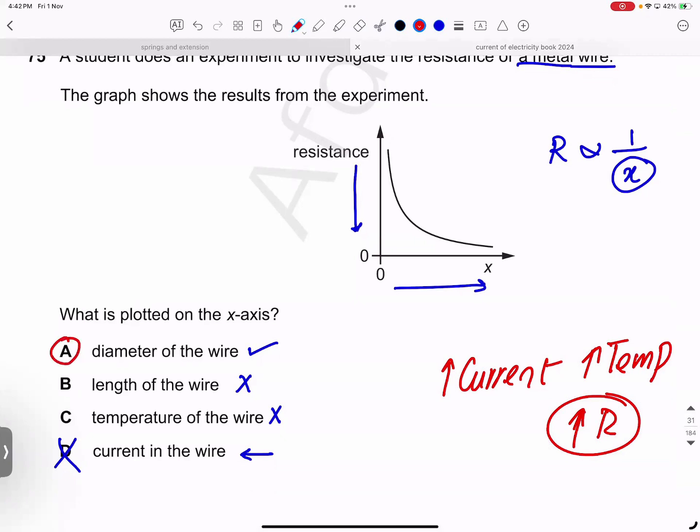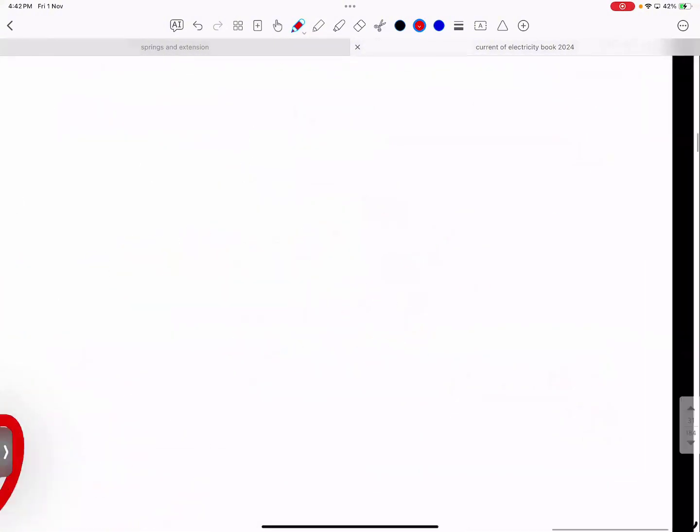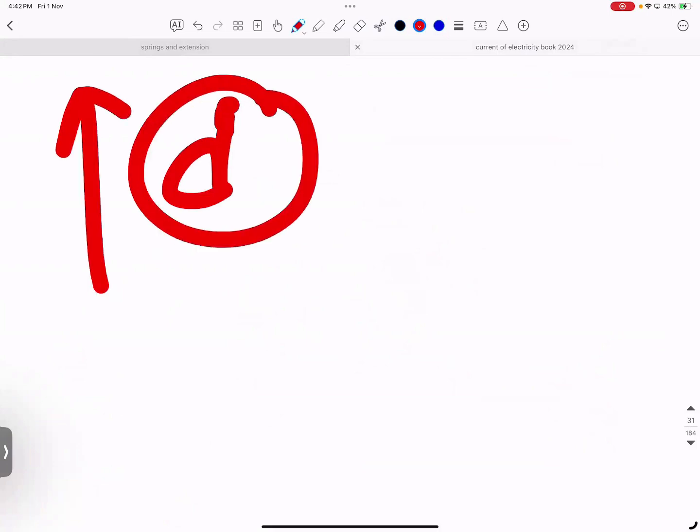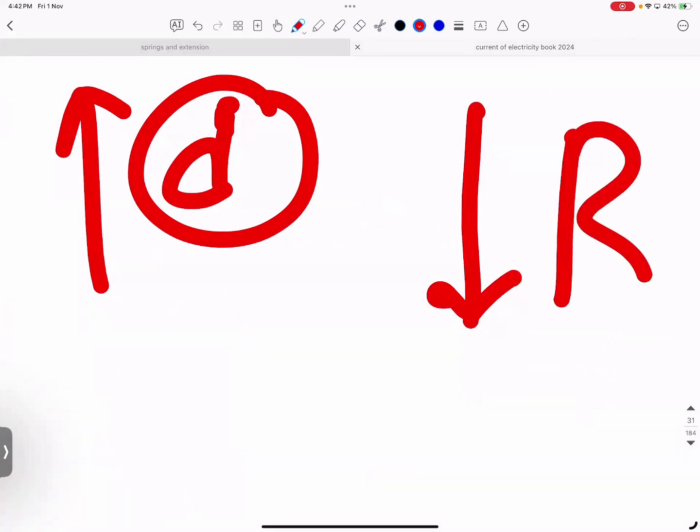Now, diameter. Actually, the resistance is inversely proportional to the square of diameter. Inverse means, if the diameter increases, resistance will decrease. Look, on the x-axis, diameter is increasing. The resistance is decreasing. Whether it is square or not, if diameter increases, what will happen to resistance? Decreases. This is the graph they gave you.